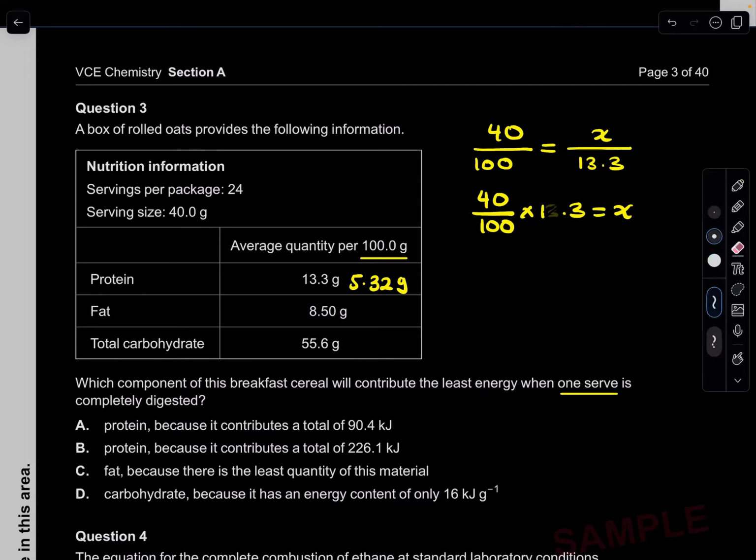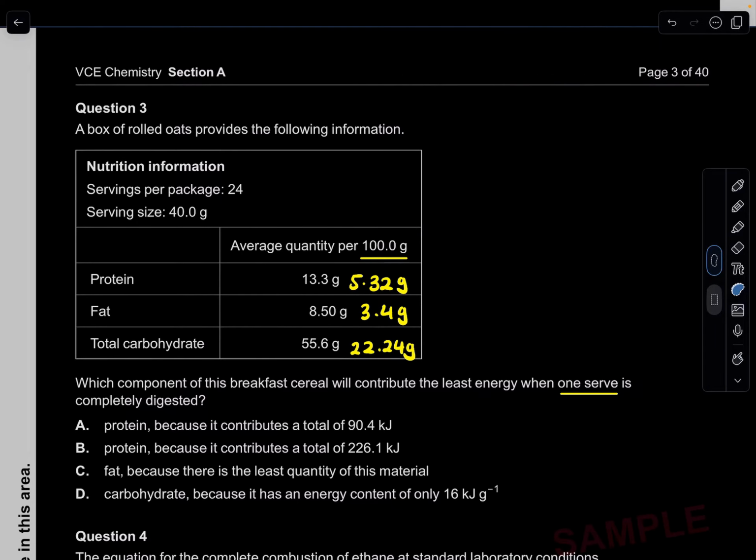And so it's just basically the same formula. For example, if I wanted the fat, I'm just going to put the fat mass here, 8.5, 40 over 100, times 8.5, which is 3.4. The next one is 55.6. So 40 over 100 times 55.6 gives me 22.24 grams. Done. All right.